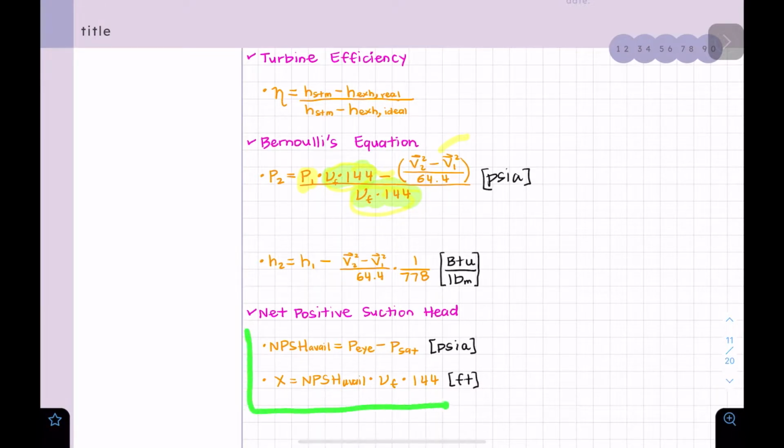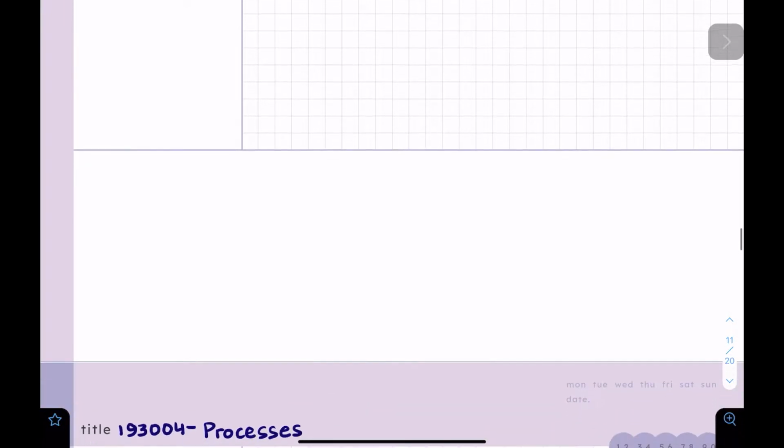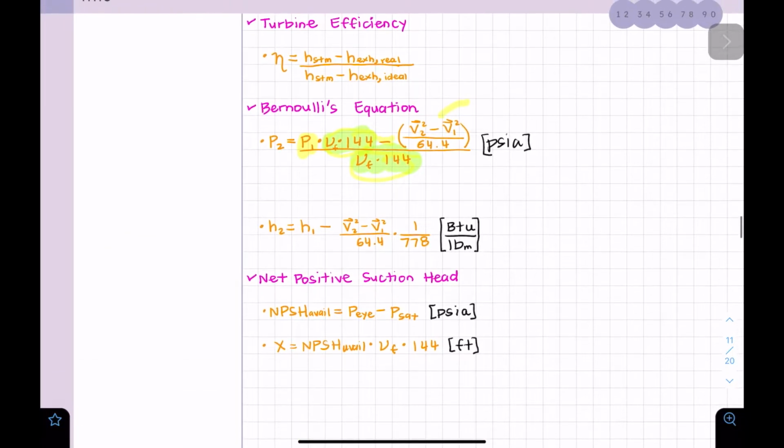And then finally, we're going to go over net positive suction head. So this is the formula. Net positive suction head available is equal to the pressure of the eye minus the saturated pressure. And for instance, if they're asking us what's the height in feet for something, if they're giving us the net positive suction head available, which is multiplied by our specific volume, times 144. And that's kind of like all the formulas that we're going to use for this section.